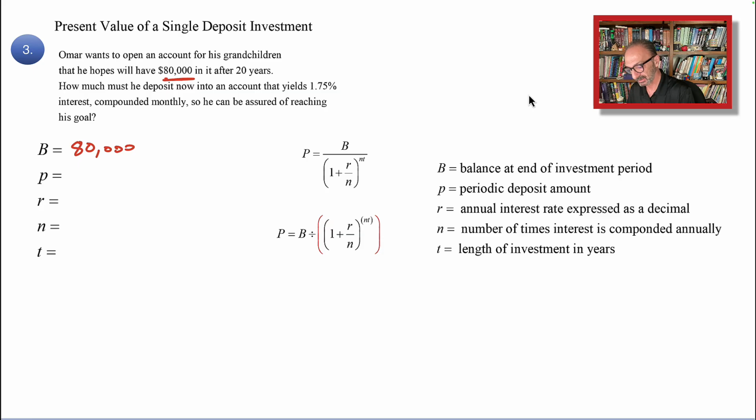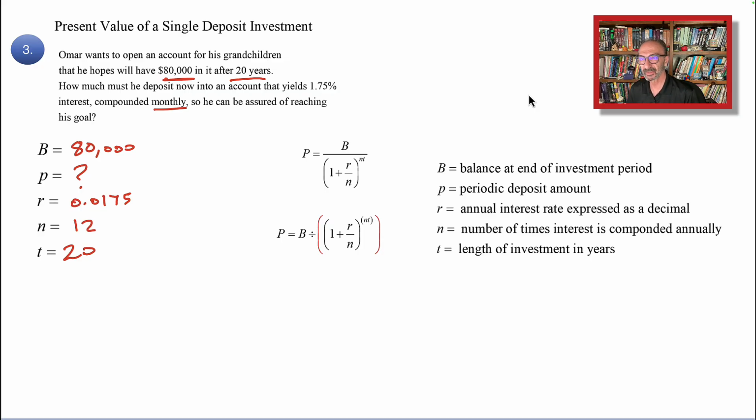In 20 years, that's T. How much must he deposit? Into an account that yields 1.75%. So 0.0175. Again, we write it as a decimal. Compounded monthly. Monthly, that means we're doing it 12 times a year, so n is 12, so he can be assured of reaching his goal.